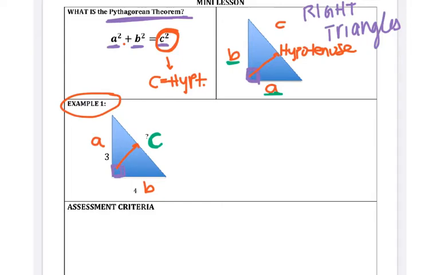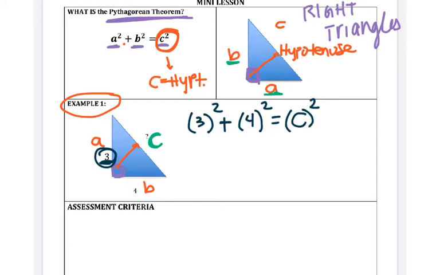So I'm going to do 3 squared. Remember, the side is the a value, and then we must actually square it after. Then I'm going to do plus 4 squared, and that is equal to c squared. We still have to attach our exponent, and we don't know what c is. So let's begin to simplify and solve this. 3 squared gives us 9. 4 squared gives us 16. And c squared, we can't simplify, so we'll leave it as c squared. 9 plus 16 is equal to 25.